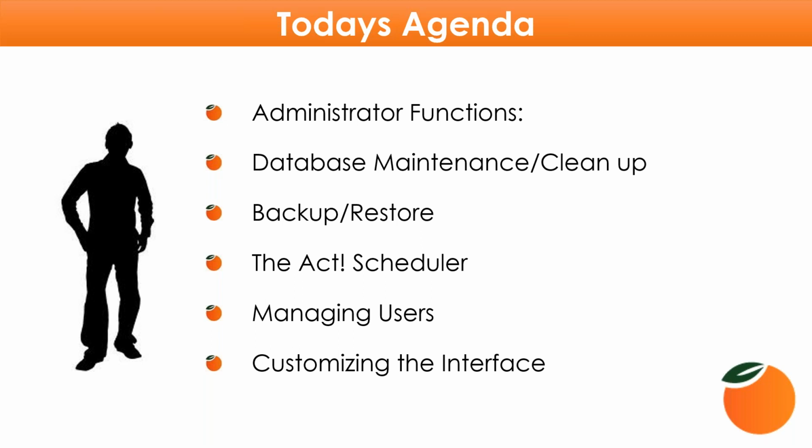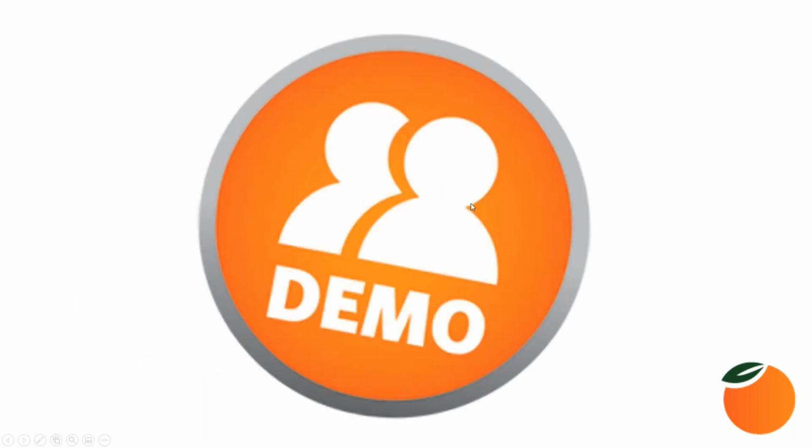I'm going to bring open the ACT scheduler to explain what that is and what it does. A lot of people don't know about that. I'll talk about how to manage users and change passwords and things like that. And then we'll get into a little bit of customizing the interface, changing the way ACT looks to fit your business and get the stuff on the screen that's most appropriate for yourself or you want to see. So that's what we'll be covering today.